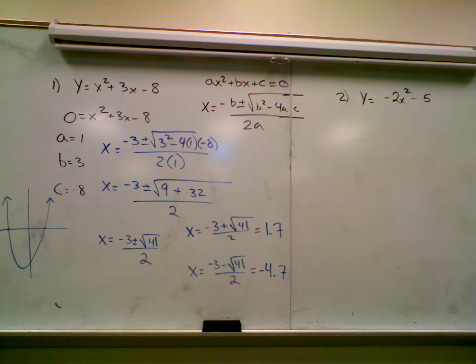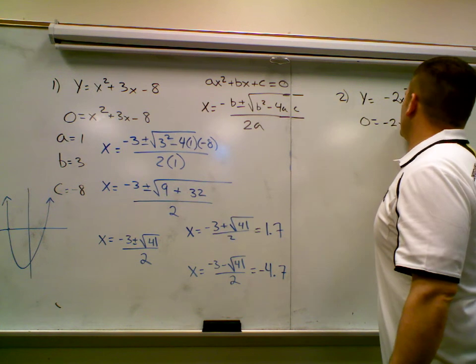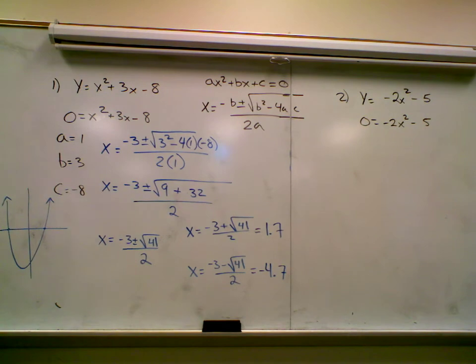Okay? So, 2. Same thing, right? We couldn't factor, couldn't we? To find the intercepts, we do 0 equals -2x squared minus 5. Is this in the correct form? ax squared plus bx plus c. Yeah?